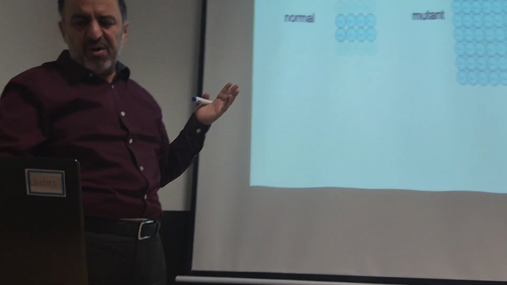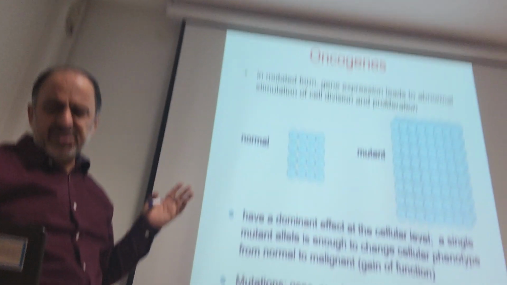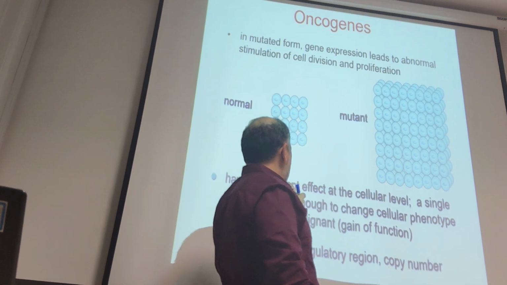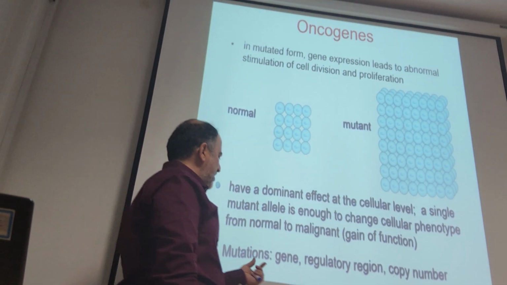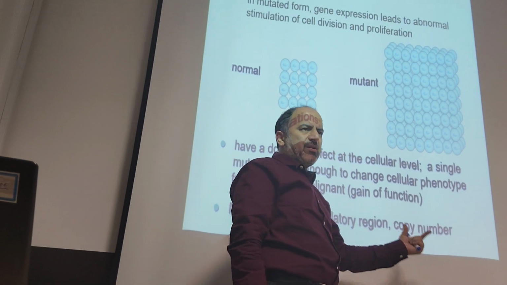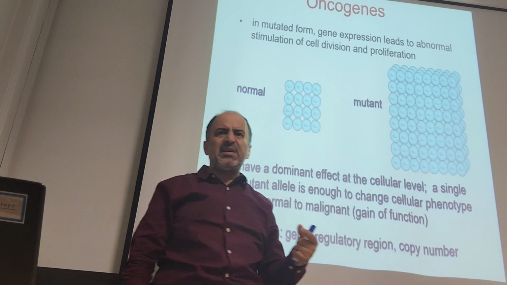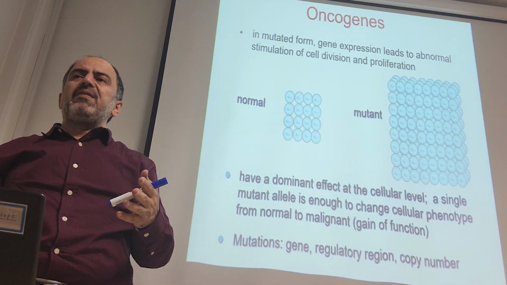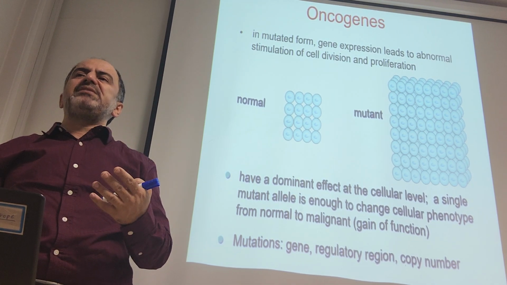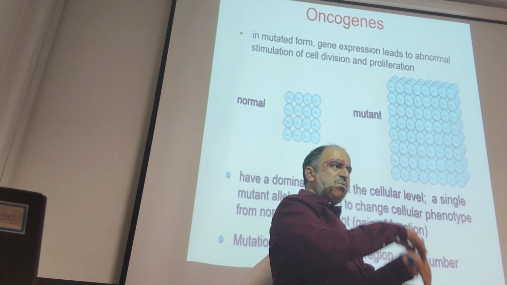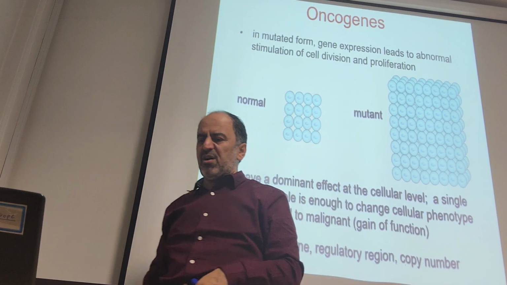So the oncogenes, when they are mutated, there is no stop on the cell division. There is a lot of proliferation. They have gain of function. On the cellular level, they have dominance. Usually the mutation is in the gene, or in the regulatory region, or copy number. You saw this copy number in cytogenetics as well. Usually oncogenes amplify, so copy number is increasing. But for the tumor suppressor gene, copy number would be deletion, decreasing in number.